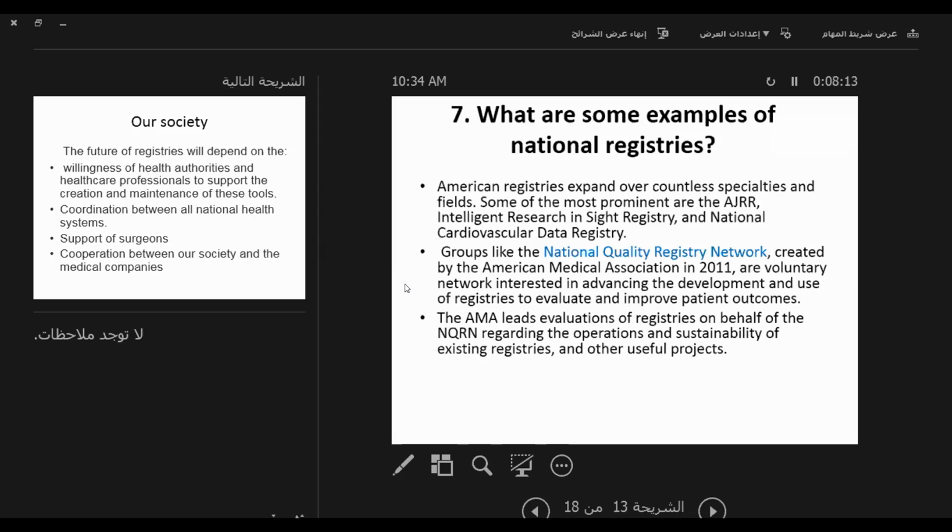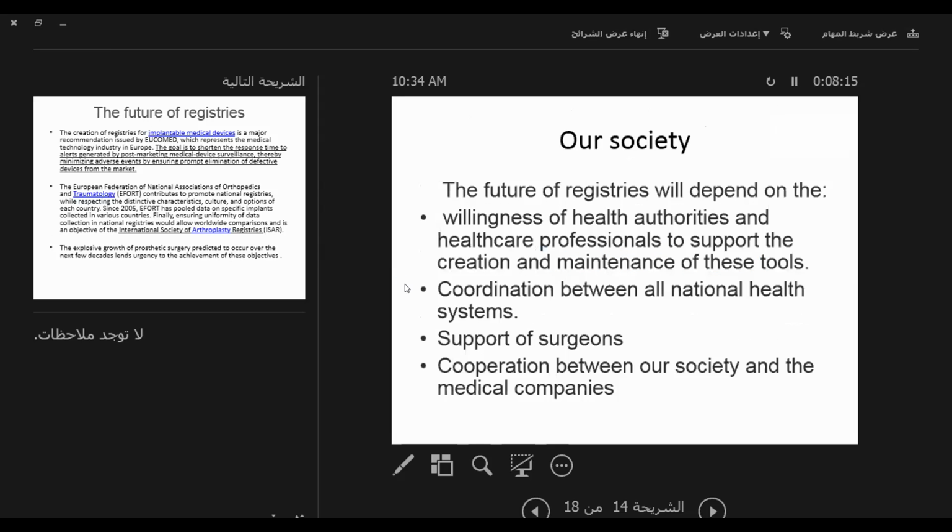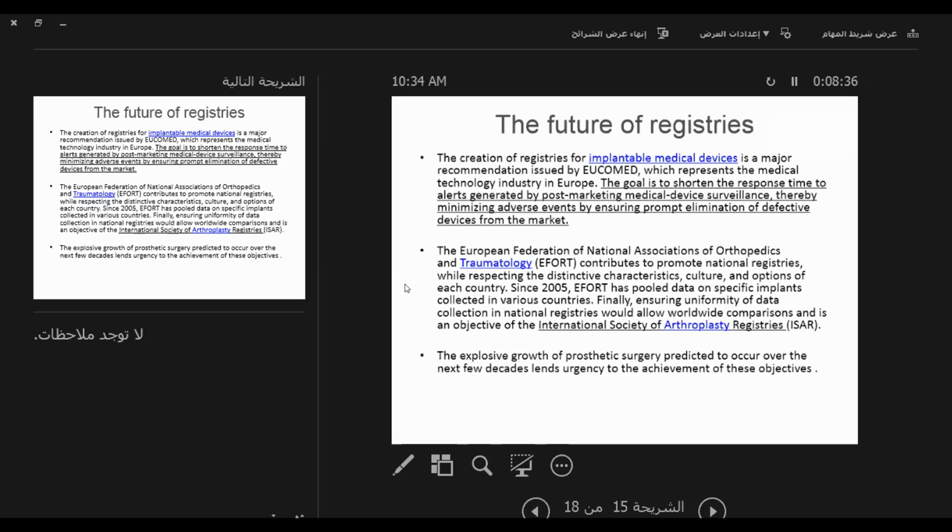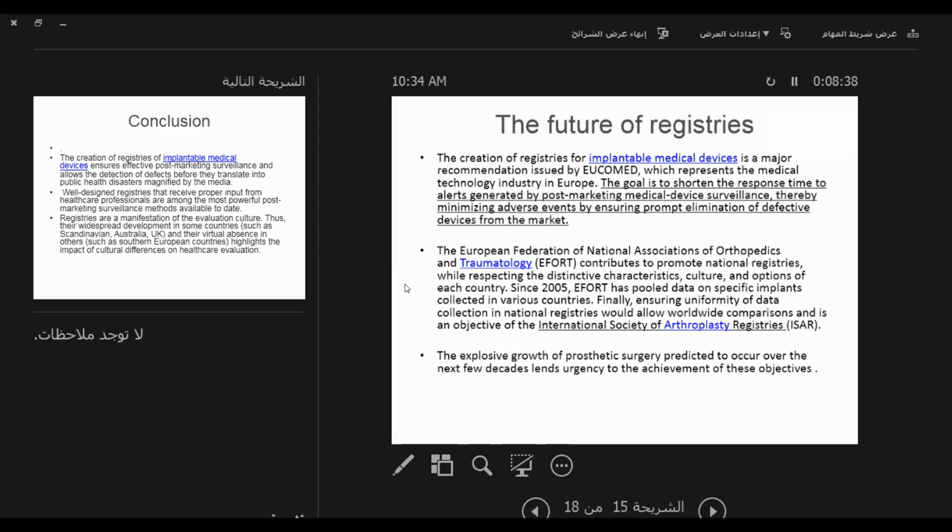What about our society? The future of registries will depend on willingness of health authorities and healthcare professionals to support the creation and maintenance of these tools, and the coordination between all national health systems, and huge support of surgeons and the cooperation between our society and the medical companies. This slide for the future of registries.